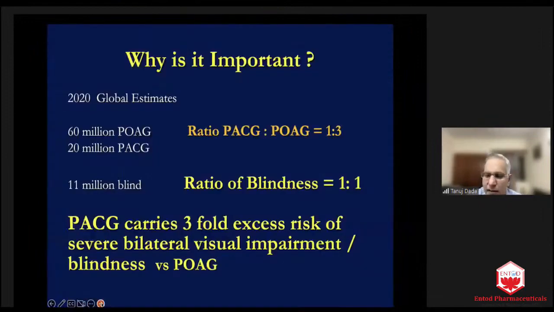Now, why is it important to differentiate open angle from angle closure? You will see worldwide, although primary open angle glaucoma is more common than angle closure glaucoma, the ratio is 1:3. But the blindness from angle closure glaucoma is threefold higher as compared to open angle glaucoma. So to prevent blindness from glaucoma, you have to diagnose angle closure and treat it with laser iridotomy and further treatment. So it is very important to distinguish angle closure, because that is the main cause of blindness in our country.